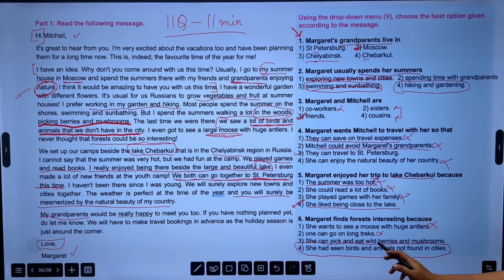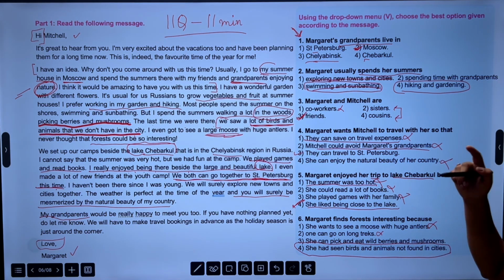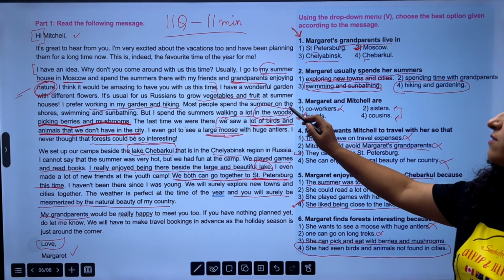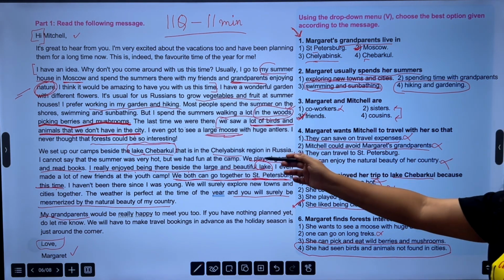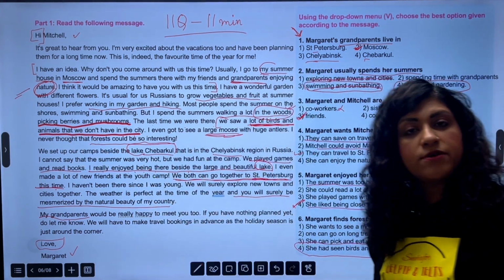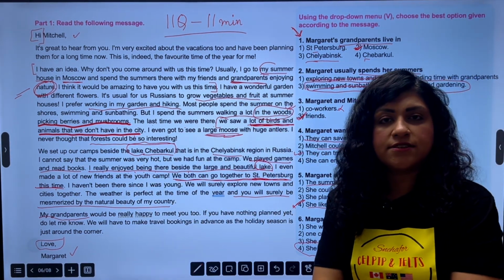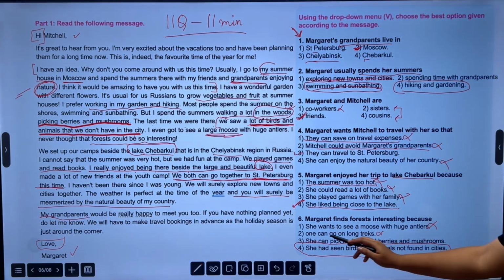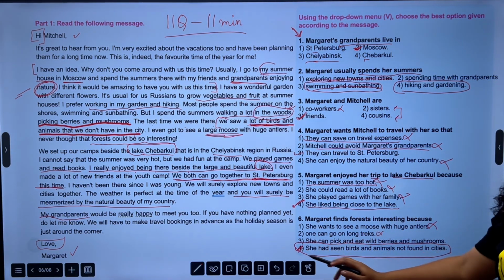Third says she can pick and eat wild berries and mushrooms. She does this thing in the woods, but why forests are interesting is because of this fact that there are a lot of birds and animals that are not there in the city. So that would be option number 4.